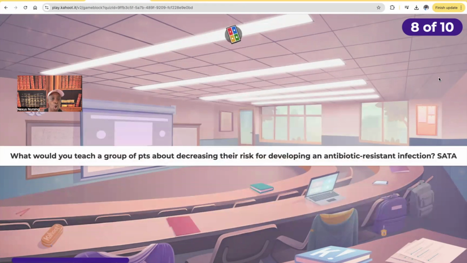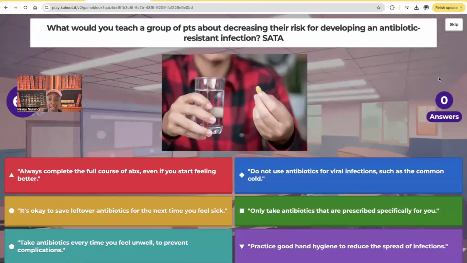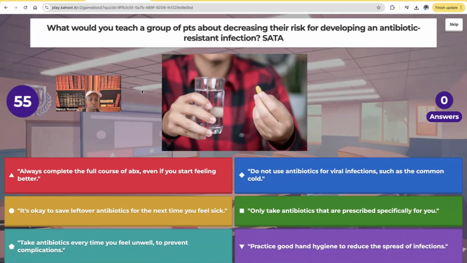Select all that apply. What would you teach a group of patients about decreasing their risk for developing antibiotic resistant infection? Same question, so more teaching. What would you say? Always complete the full course of antibiotics, even if you start to feel better. Do not use antibiotics for viral infections such as a common cold. It's okay to save leftover antibiotics for the next time you feel sick. Only take antibiotics that are prescribed specifically for you. Take antibiotics every time you feel unwell to prevent complications. Practice good hand hygiene to reduce the spread of infection. Those are your options.